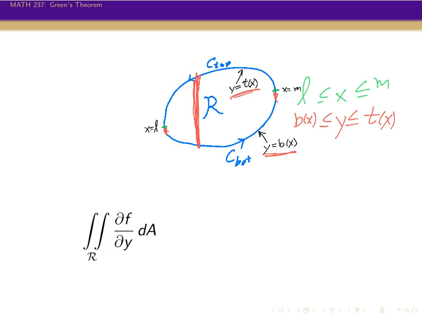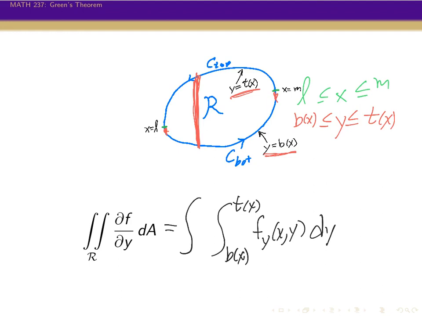So first we're going to integrate in terms of y from b of x to t of x of the partial. Another way to write the partial is f sub y with x and y plugged in. We're integrating y first, and then we do the integral in terms of x. So the x values are going from L to m, dx.